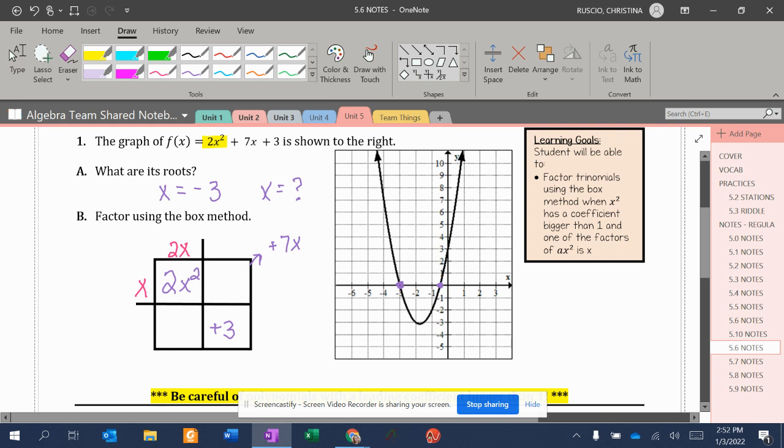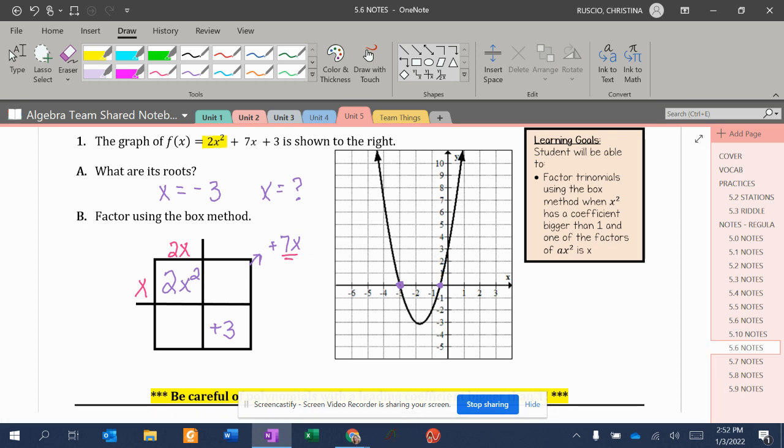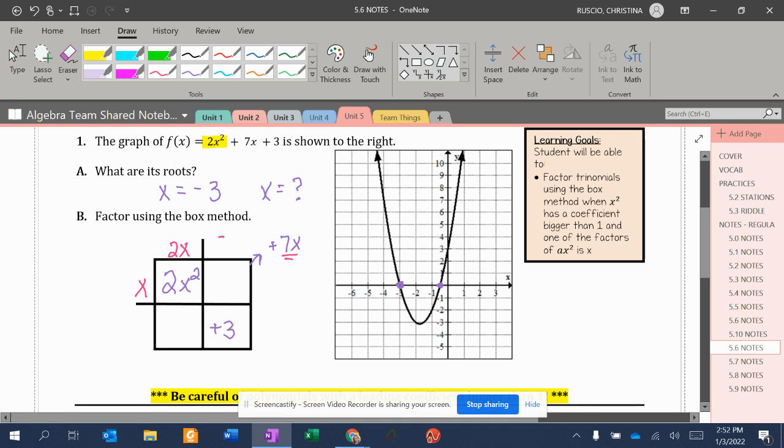Okay, so we also need two numbers that multiply to 3. Remember, we always want to find the multiplying first and then figure out the addition, which is this 7x up here. So 3 and 1 are the only two numbers that multiply to 3. And the good news is that all of these are positive. So I'm going to put the 3 here and the 1 here, and let's do a guess and check. 2x, and then x times 3 is 3x. Oh no, 2x plus 3x is 5x.